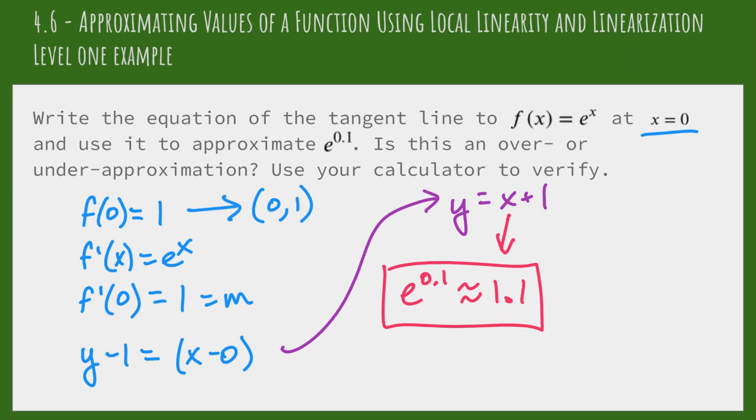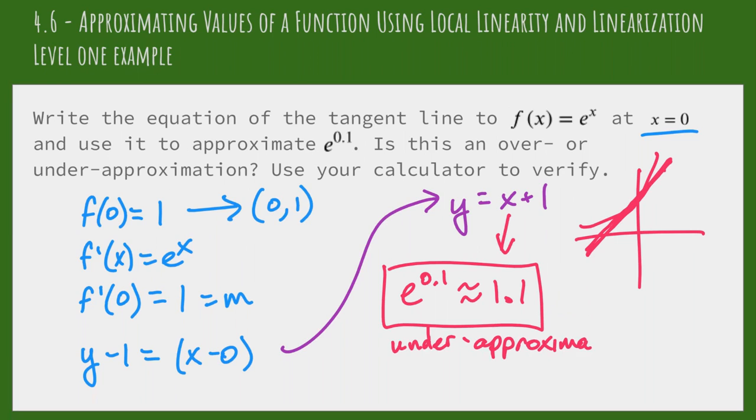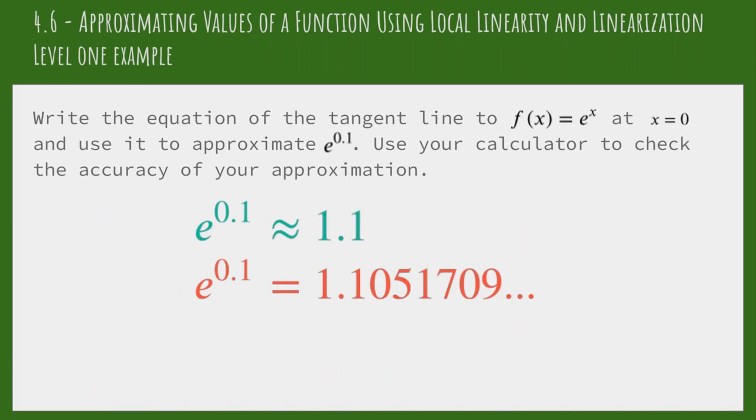And let's think over and under approximation again here real quick. So the e to the x function is going to look like that. It's concave up. We are using the straight line approximation, which is going to be below. So this is going to be below the actual answer. So this is going to be an under approximation. So we should expect the actual value to be a little bit bigger than this. And when we plug it into the calculator, we can see that it is just a little bit bigger than 1.1. It's off by just a little over 5 thousandths. So again, for practical purposes, this would be a pretty good approximation.